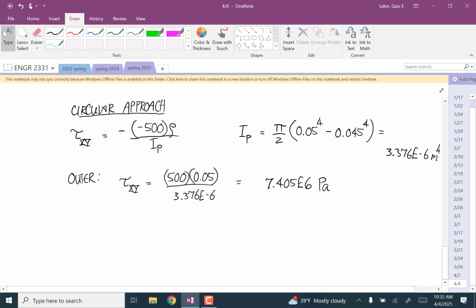And then at the inner part of that wall, tau xy is equal to 500 times, what's the rho value here? 0.045. Yeah, 0.045.